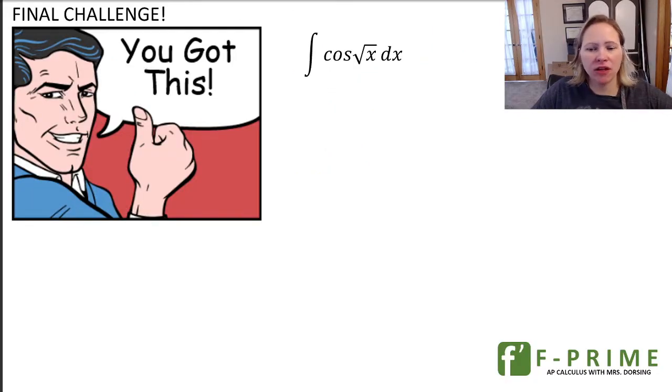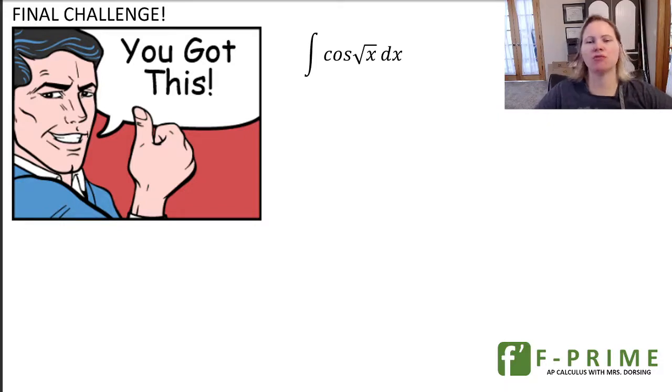All right, we are ready for one final example. And this is probably one of the most tricky examples that we could go with. And let's see if you can kind of figure it out along the way. So with this, I have cosine of the square root of x dx. And it may not look like an integration by parts problem yet, but it will be.